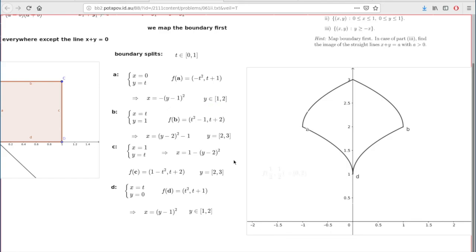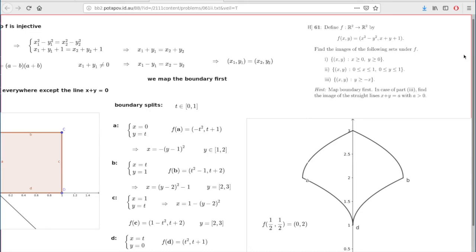Now, the final part, which I have to mention, is this. If I take a point in the middle of this square, half-half, and I apply my map to that point, again this map, it's direct computation, the result will be 0, 2. It's this point, right in the middle here. So one point inside my square goes into this point inside this spade-like shape.